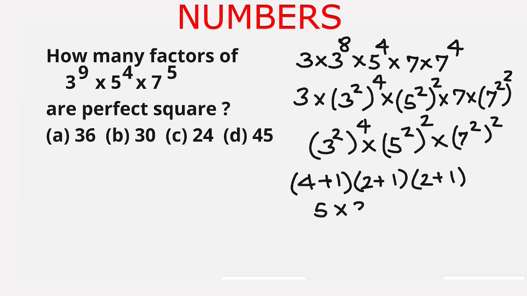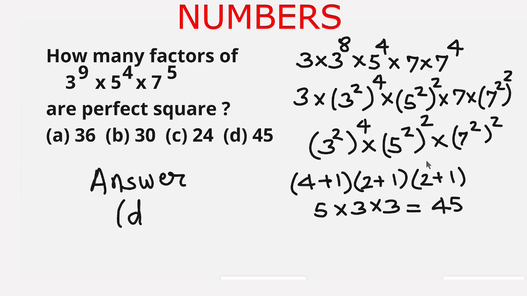and this is equal to 5 times 3 is 15, and 15 times 3 is 45. So there are 45 factors which are perfect squares of the given number, and from the given options our answer is option D, 45. I hope you have understood the method of solving such type of questions. We go to the next question.